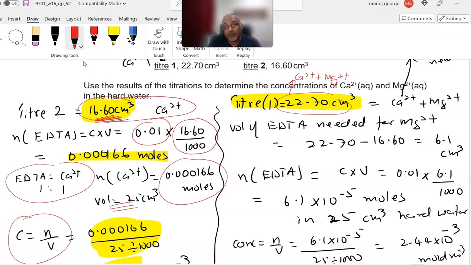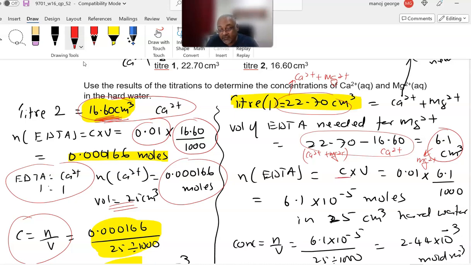So I hope you understand now where I'm going with this. So what I do is from 22.7, I subtract 16.6, and the reason I'm subtracting is because this is good for calcium and this is good for calcium plus magnesium. So when I subtract that, the volume that I get, 6.1, is exclusively used for magnesium ion. So 6.1 cm³ of EDTA of 0.01 concentration was exclusively used to get rid of all the magnesium ions in my first titration. So I do the same math again.